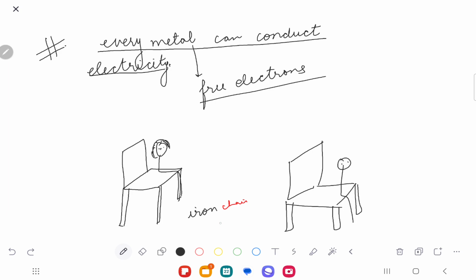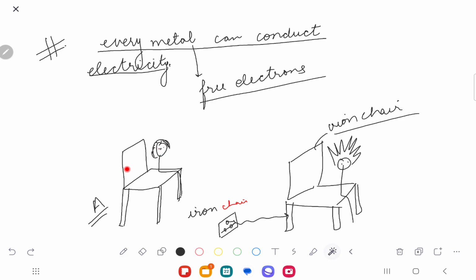What I do is, just as a prank, I take an electricity socket and connect a wire to it, and I connect it to this chair. So the person will get an electric shock. But in case one, the person was not getting an electric shock, while in case B, the person will. What has changed?